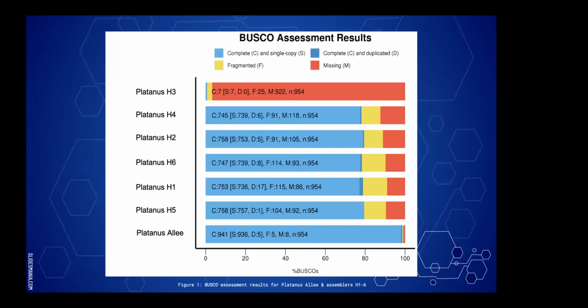Especially talking about BUSCO scores, we can see here indicated by the blue that a majority of our assemblers reached a nearly 80% completeness, with an exception of Platanis H3, which only reached about 0.7%, and Platanis Elite that reached almost 99%. Given this and the results we just discussed in prior slides, we will only be focusing on our best assembler moving forward, which was Platanis Elite, and we'll next assess its base accuracy.